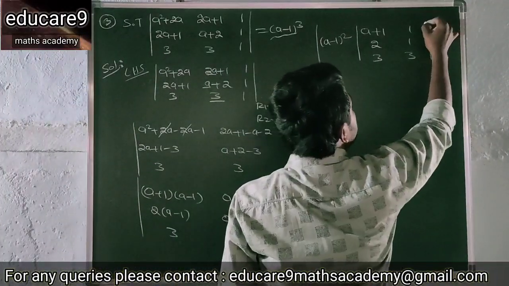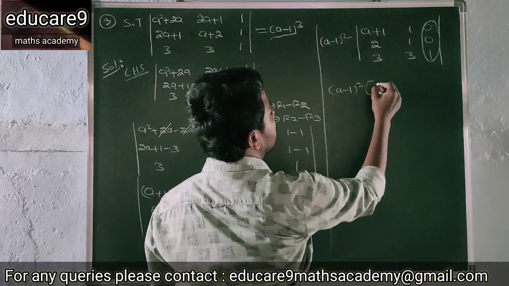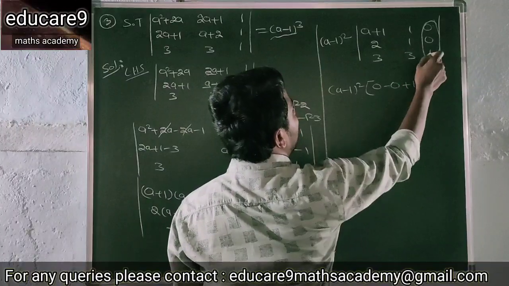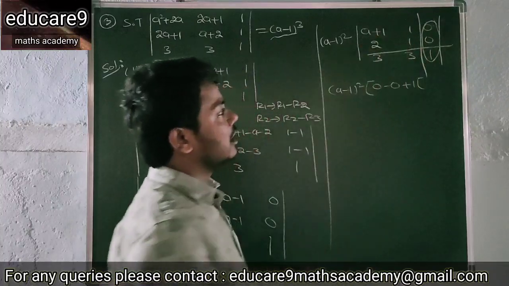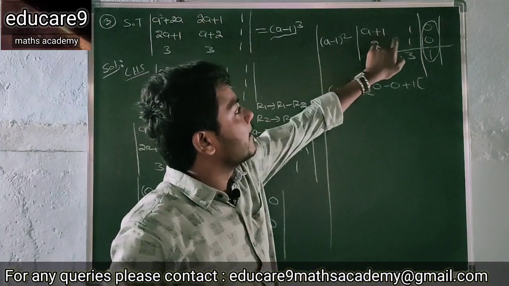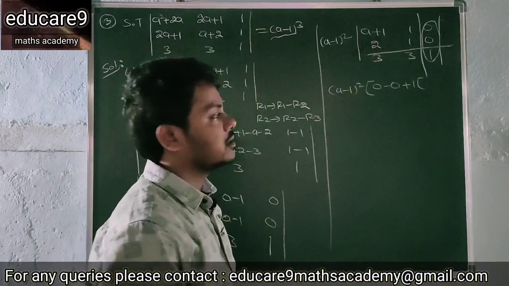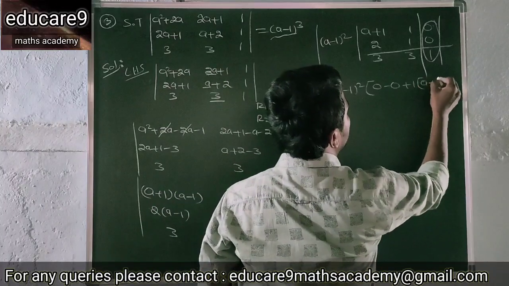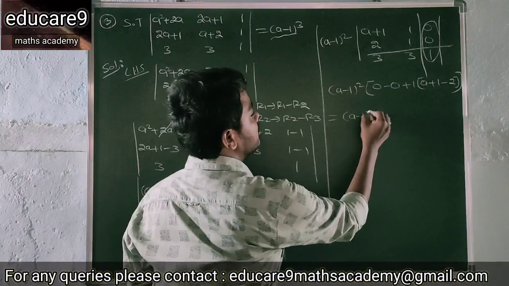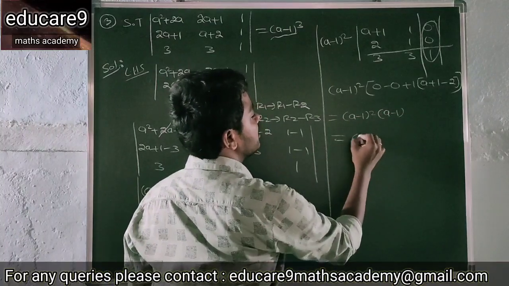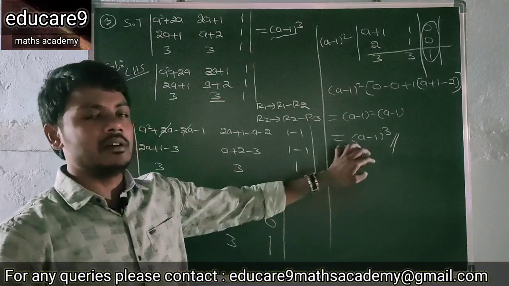So here take the last column for finding the determinant. So here a minus 1 whole square into 0 minus 0 plus 1 into, delete the corresponding row and corresponding column. Now find a plus 1 into 1. Now find the determinant of this 2 by 2 matrix. So what you get? A plus 1 minus 2. So clearly this is a minus 1 whole square into a minus 1. This is what? A minus 1 whole to the power of 3. So clearly this is the RHS.